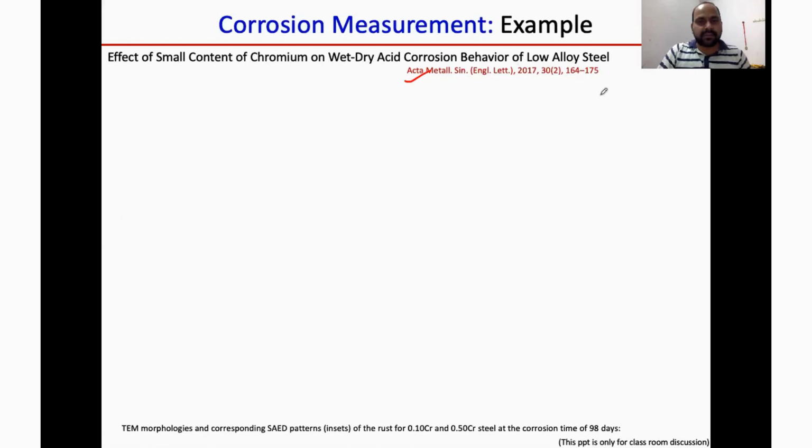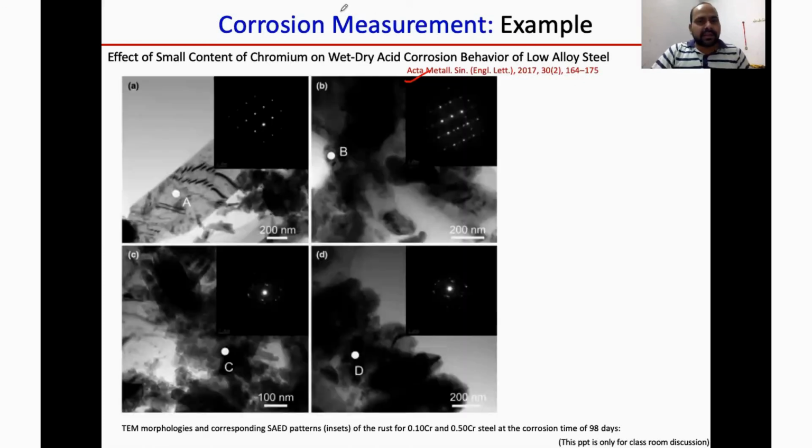In the same paper, the samples are A, B, C, D, the four. This is basically B, C, and D, where the rust is. A is your steel sample. They are not much focused on the morphology here; they are just trying to see what the rust is, what the composition of the rust is. So they did selected area electron diffraction to get the pattern, and based on the pattern we can identify which kind of material is there.